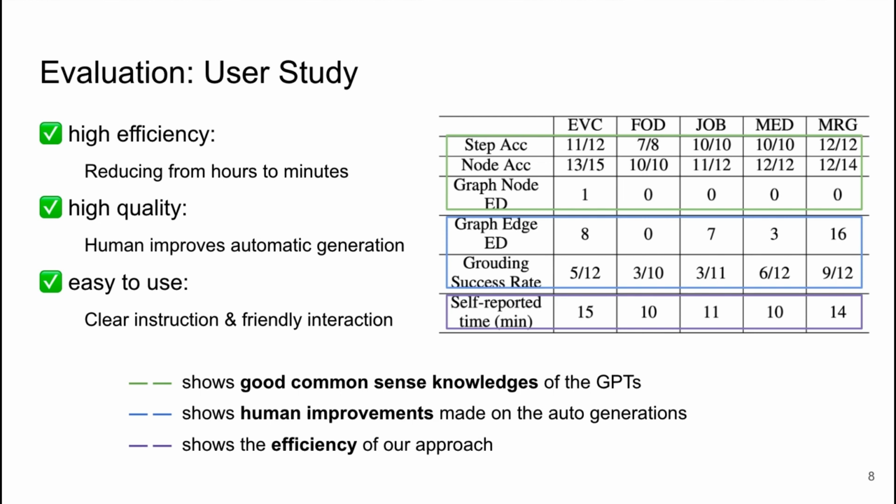This accorded with our assumption that GPT are good at background knowledge, but not very strong in reasoning. Also, we showed the efficiency of our interface for a schema generation task, as you can see in the purple part.